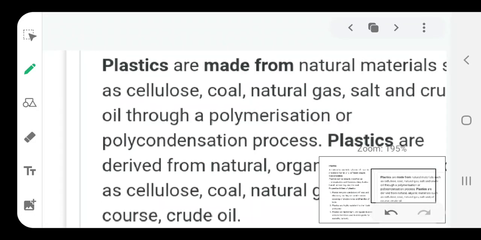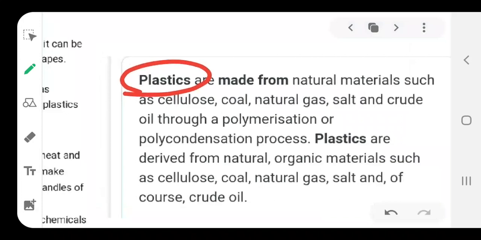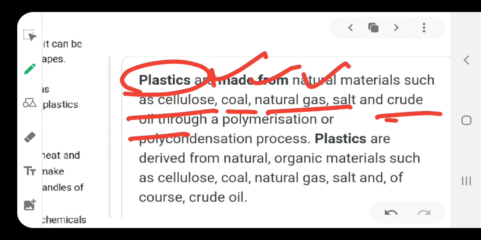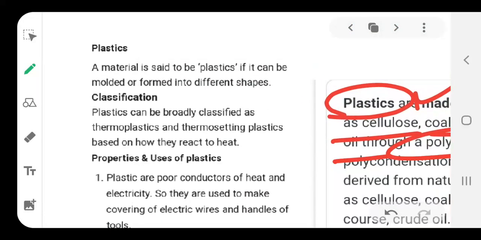Now comes the second topic under this heading. Apart from those fibers, we have something called plastics. Underline what plastics are and how they are made. These plastic materials are obtained from natural materials like cellulose, coal, natural gas, salt and crude oil. Underline these components: cellulose, coal, natural gas, salt, crude oil, and again through a process called polymerization. As I have told you, polymerization is the big term for plastics making also.